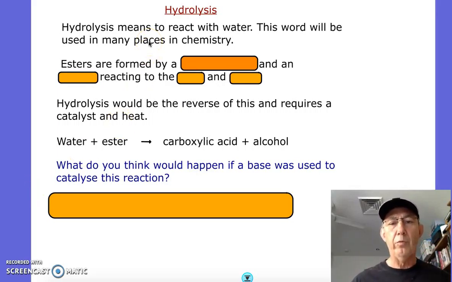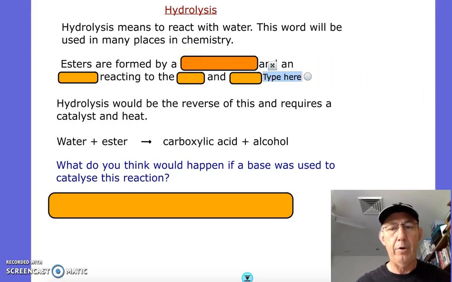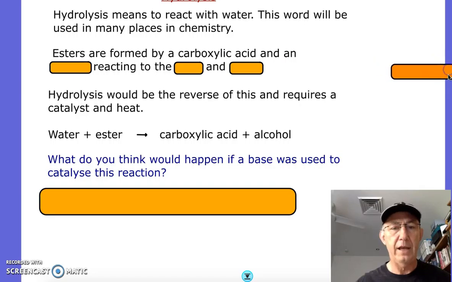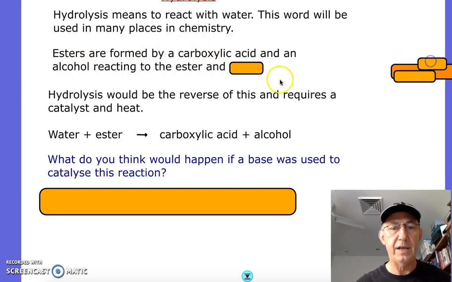Hydrolysis means to react with water. This word is used in many places in chemistry, but before we start with the hydrolysis reaction, let's go back and think about how esters are made. We know esters are formed by a carboxylic acid reacting with an alcohol to make the ester and water.